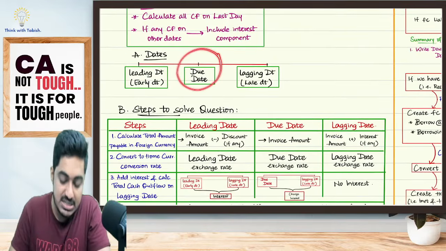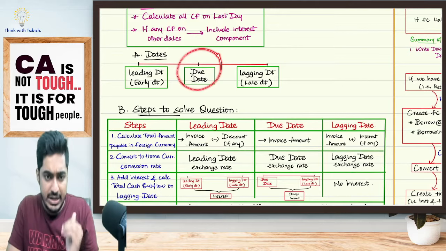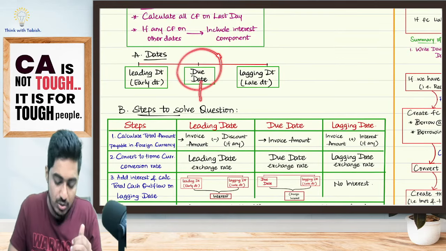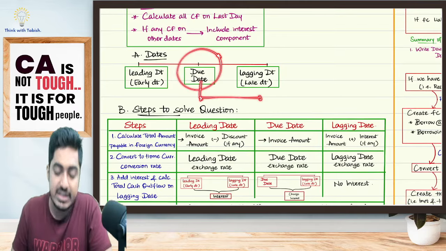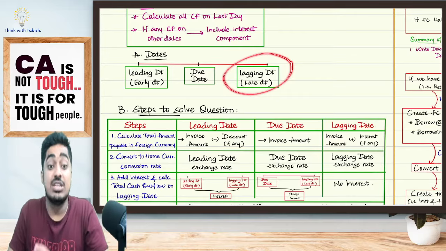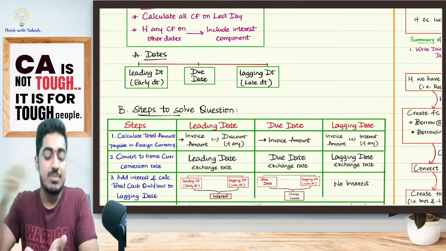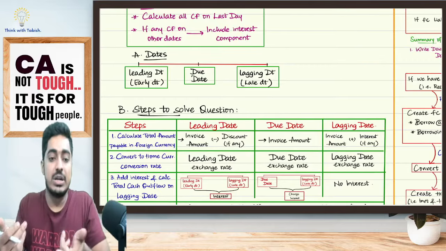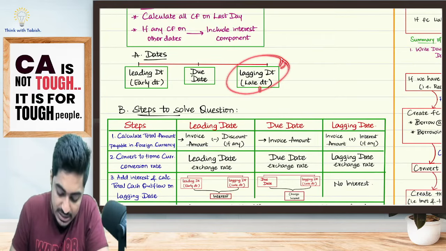Now imagine the transaction is happening on the due date. I will see the total invoice amount, and convert it into home currency on the due date. I got the total amount I'll have to pay. For comparison purposes, I will take it to the lagging date. I will add interest from the due date to the lagging date. Simple. On the lagging date, I will see the total I'll have to pay. Sometimes it is going to be invoice plus some interest because I'm making a late payment. I will convert it into home currency using the lagging date exchange rate. I got the cash flow here.